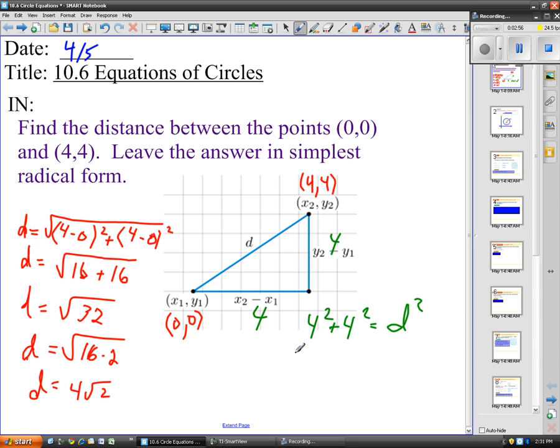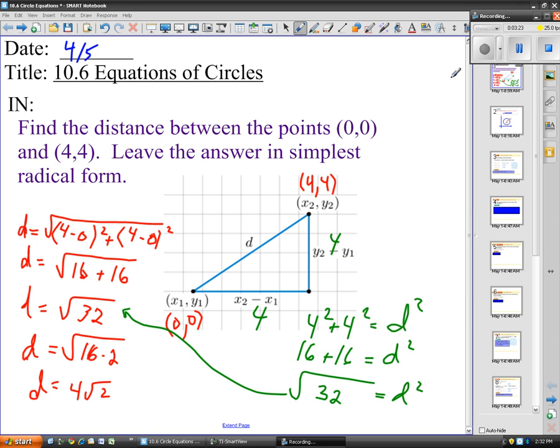So if I say side squared plus side squared equals hypotenuse squared, then I end up with 16 plus 16 equals d squared. What's 16 plus 16? It's 32, equals d squared. That gets me back to this problem right over here, and it's just the simplification that I need to do. So you can see that the square root of 32 will get you the same thing. You can either do it by the distance formula or the Pythagorean theorem, whichever you like.